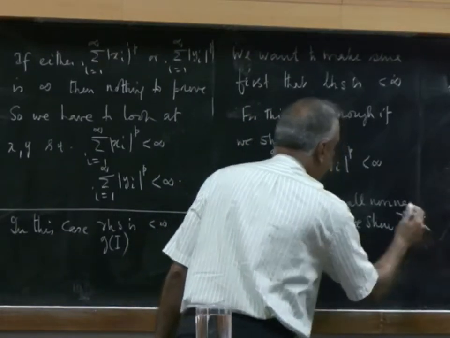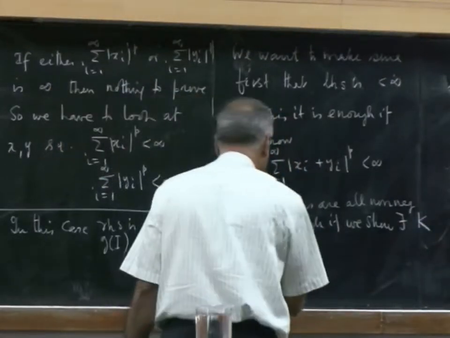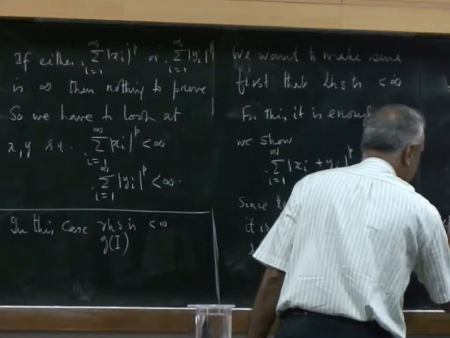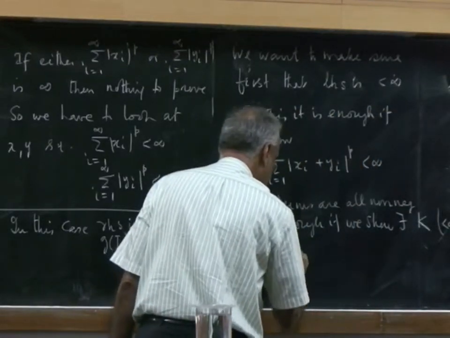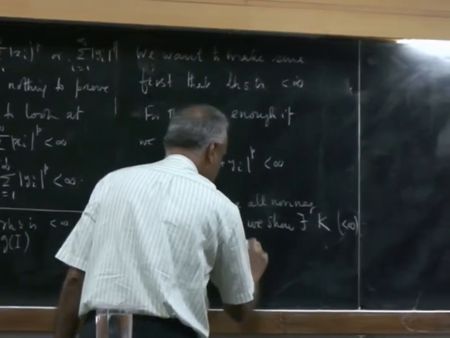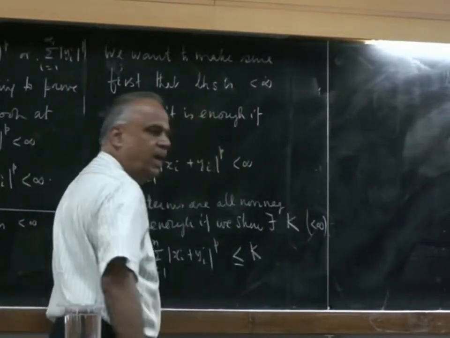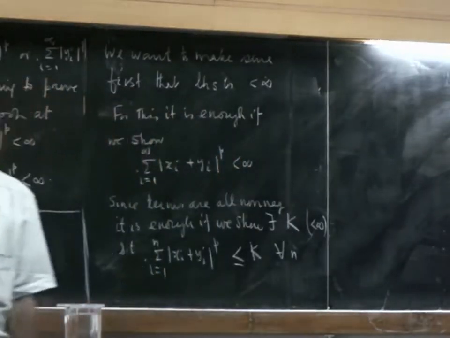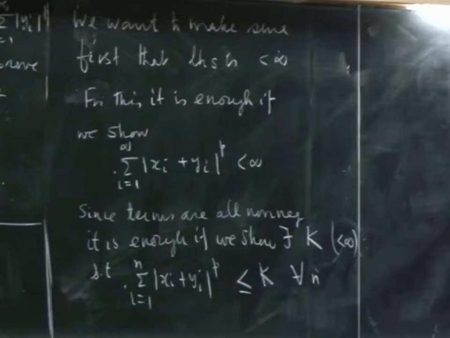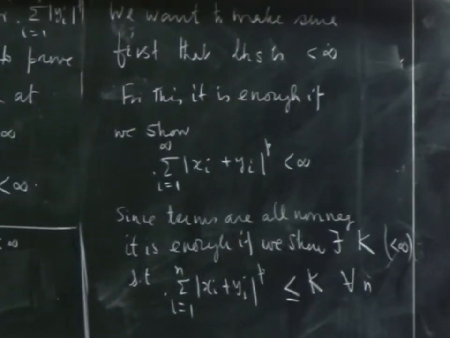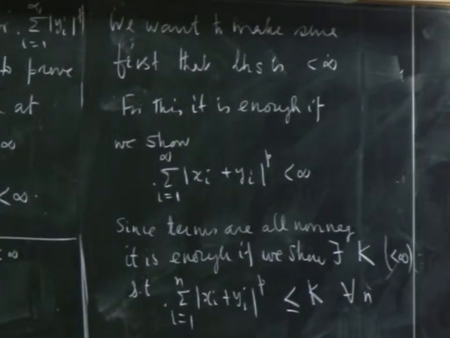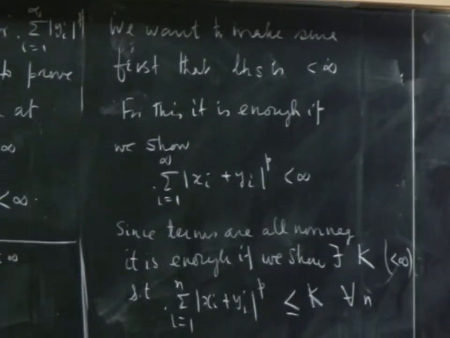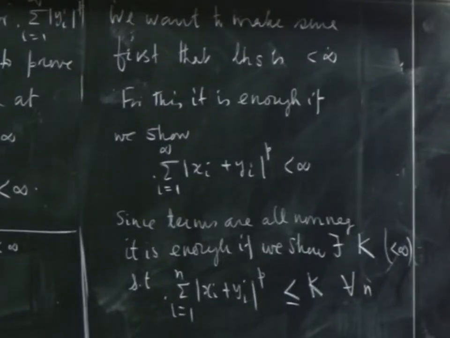there exists a constant k independent of n, okay, such that, of course, summation i equal to 1 to n mod xi plus yi to the power of p is at most k for every n. Okay, that is the idea. If you show that the partial sums are all bounded, then the series of non-negative terms is forced to be convergent. You see how cleverly we brought down the problem to looking at a sum which has only finitely many terms. You see, we have more or less brought the problem to a finite case.